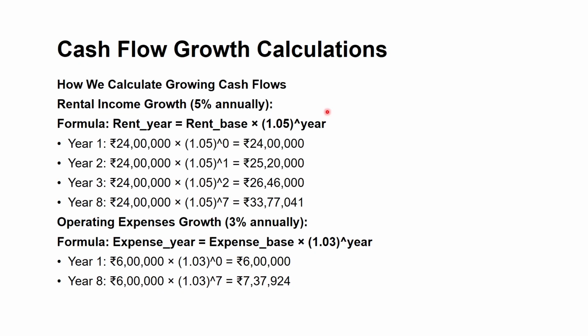Operating expenses follow the same logic, but with a different growth rate. Starting at 6 lakhs and growing at 3% annually, expenses reach 7.38 lakhs by year 8. Notice that the rent grows faster than expenses, improving our net cash flow over time. This differential is crucial for successful real estate investment.